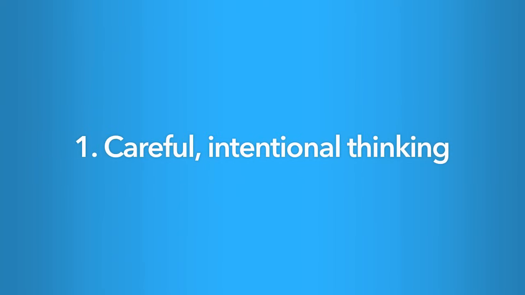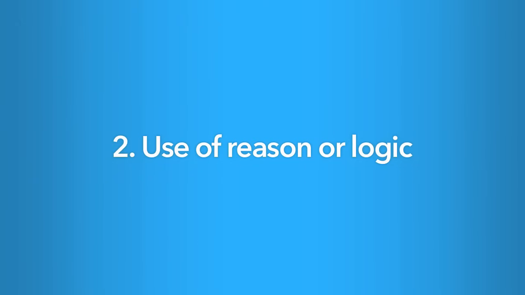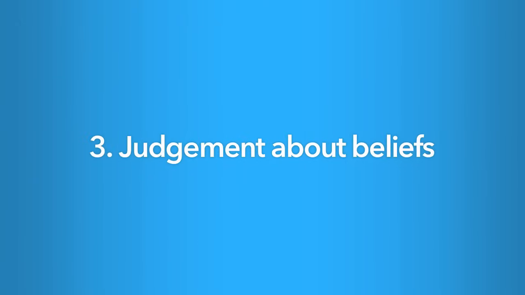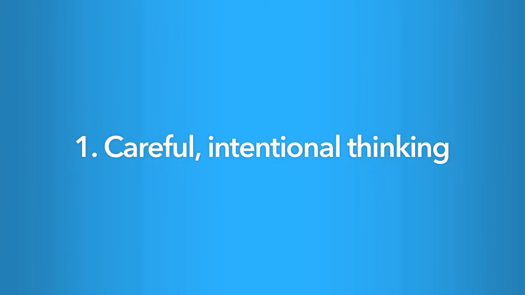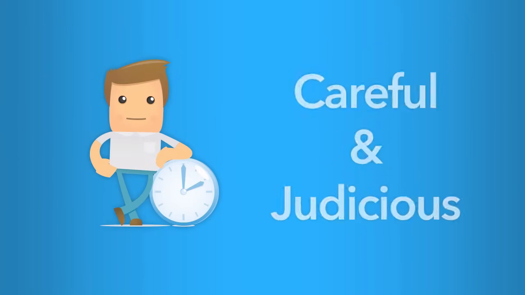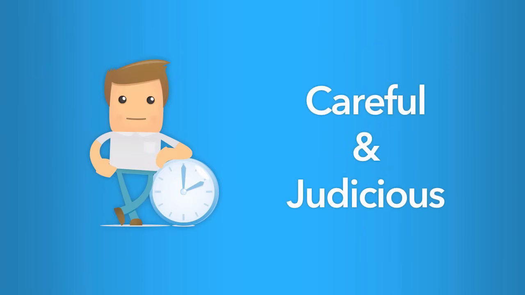Critical thinking requires 1. Careful, intentional thinking, also known as judiciousness. 2. The use of reason or logic. 3. Judgment about beliefs. And finally, 4. Application to real-world problems and issues. Let's walk through these one by one. Careful and intentional. First, consider the ideas of being careful and judicious. Critical thinking is not a fast or easy process, even if you know how to do it. To do it properly requires you to take your time.